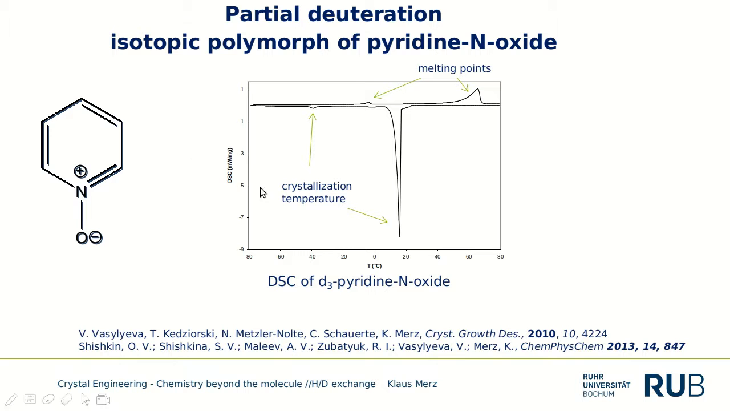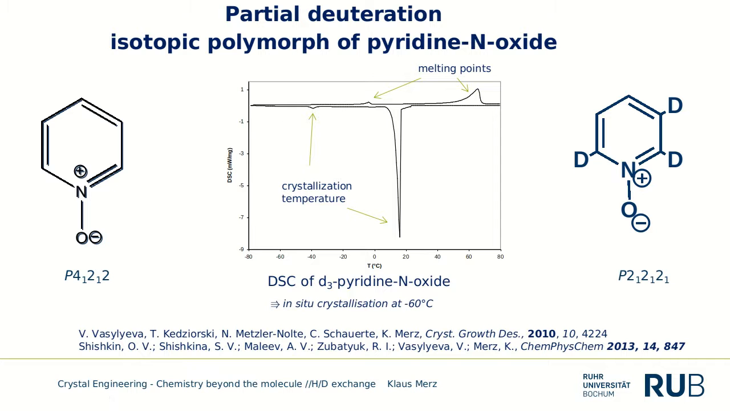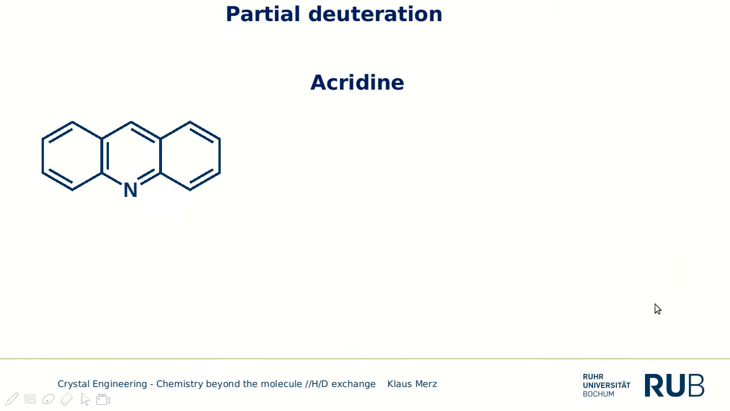There's another one and another crystallization temperature. And, well, in situ crystallization at minus 60 degrees, so below the second crystallization temperature here, was successful in getting a new polymorph of this pyridine N-oxide. And you see once again switching from one space group to the second one. For the last example, and then I will stop with the topic talking about HD exchange, how we can use it.